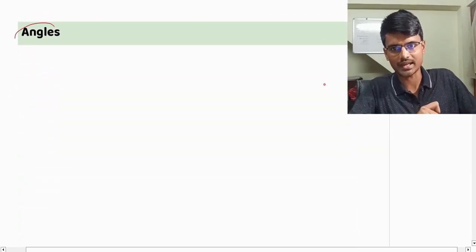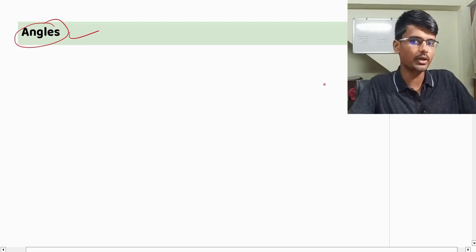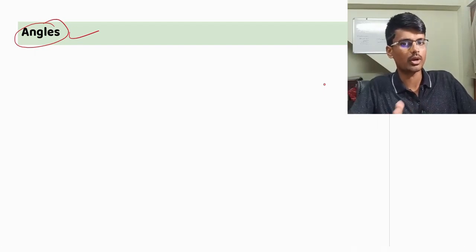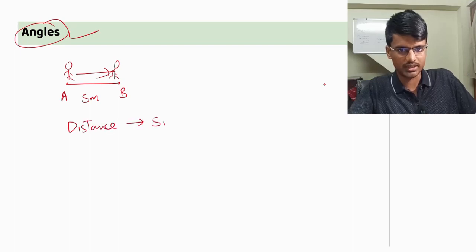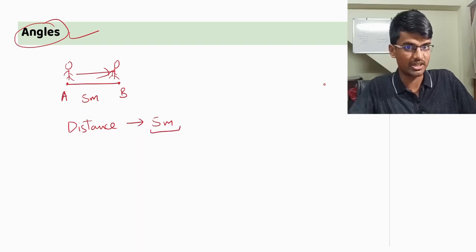First thing is angles. Before going to angles, I would like to ask you one question. Say a person is moving from point A to point B. What do you say? He has covered some distance in this direction, say 5 meters. So distance is measured using some unit, like 5 meters. This is the unit we have used to measure distance.